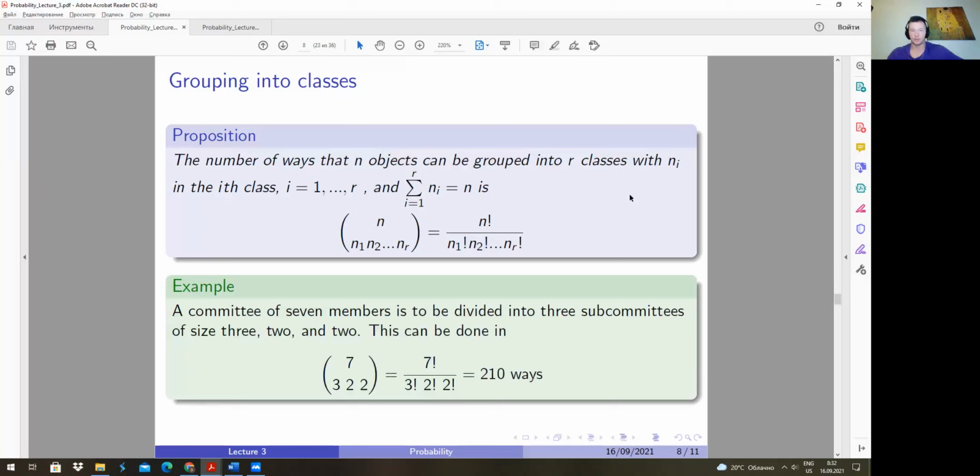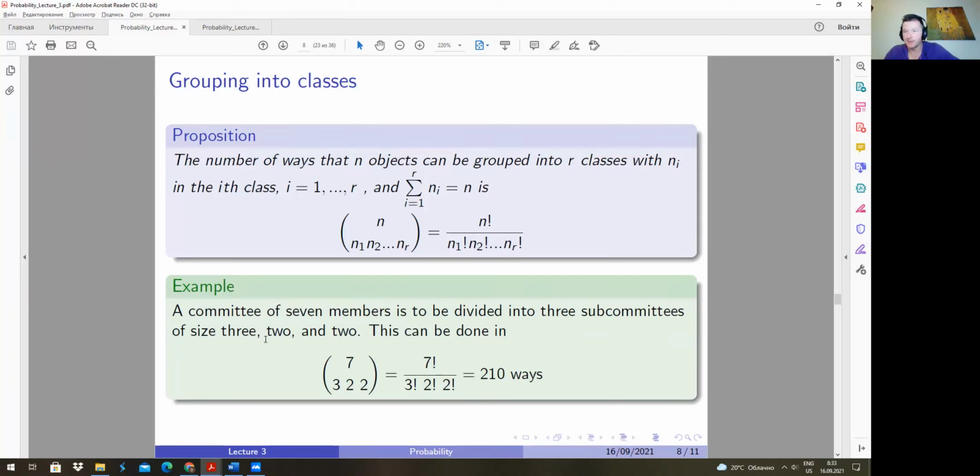So here we have an example, something similar to what I said. We have 7 members in a committee, and we need to divide those 7 members into 3 subcommittees. As I said, we have a group of students, and I want to divide this group into 3 different subgroups. And we know that one subcommittee must contain 3 people, the second 2 people, and the third 2 people. So we can do this in 210 possible ways, and the calculation goes as follows: 7 factorial over 3 factorial, 2 factorial, and 2 factorial.